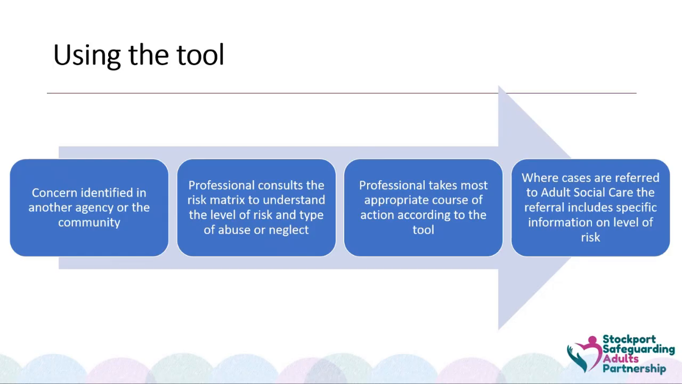Depending on where that falls out after consulting with the tool, that professional can take the most appropriate course of action, putting that person at the center of that choice and making safeguarding personal. This means that where cases are referred into adult social care in the local authority, that safeguarding referral includes specific information on the level of risk and the type of abuse that person is at risk of experiencing or is actually experiencing.